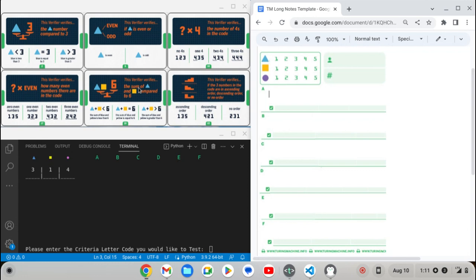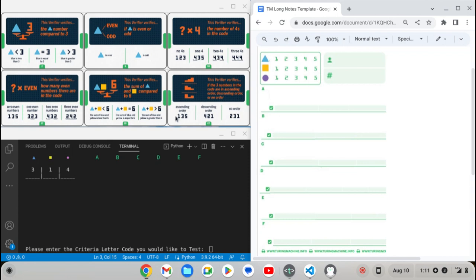Criteria card E will take a look at the first 2 digits, triangle and square, add them up, and compare the sum to the number 6. So should the sum be less than 6? Should it be equal to 6? Or should the sum be greater than 6? And finally, criteria card F will look at the 3-digit solution, triangle, square, circle, and let us know something about the ordering of the digits.